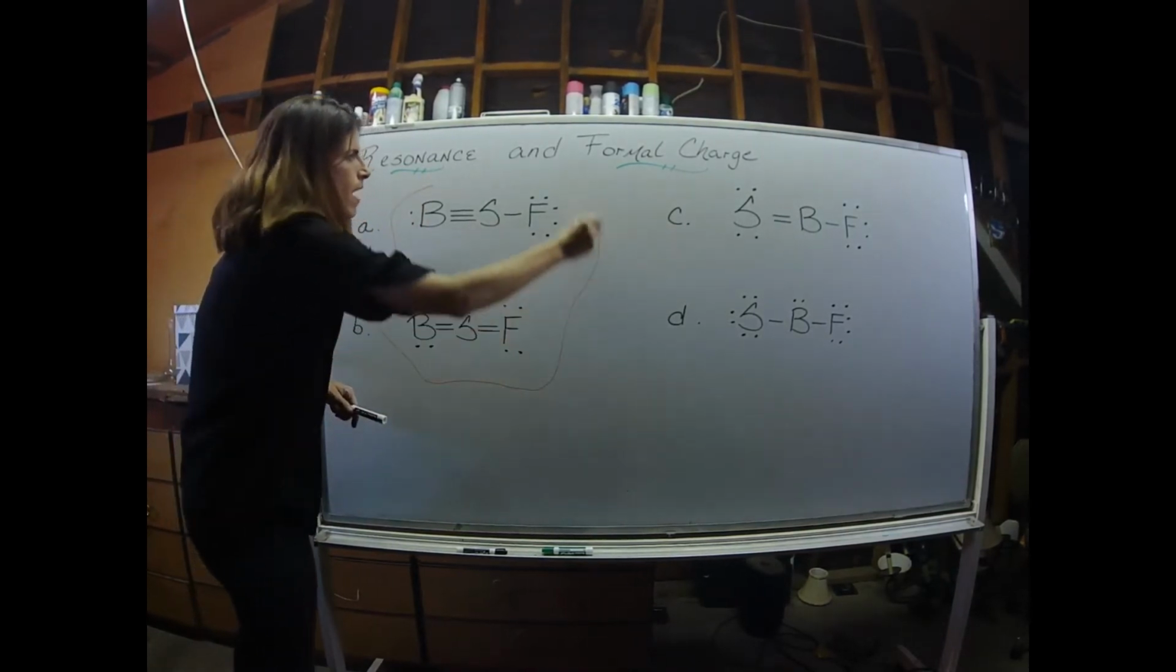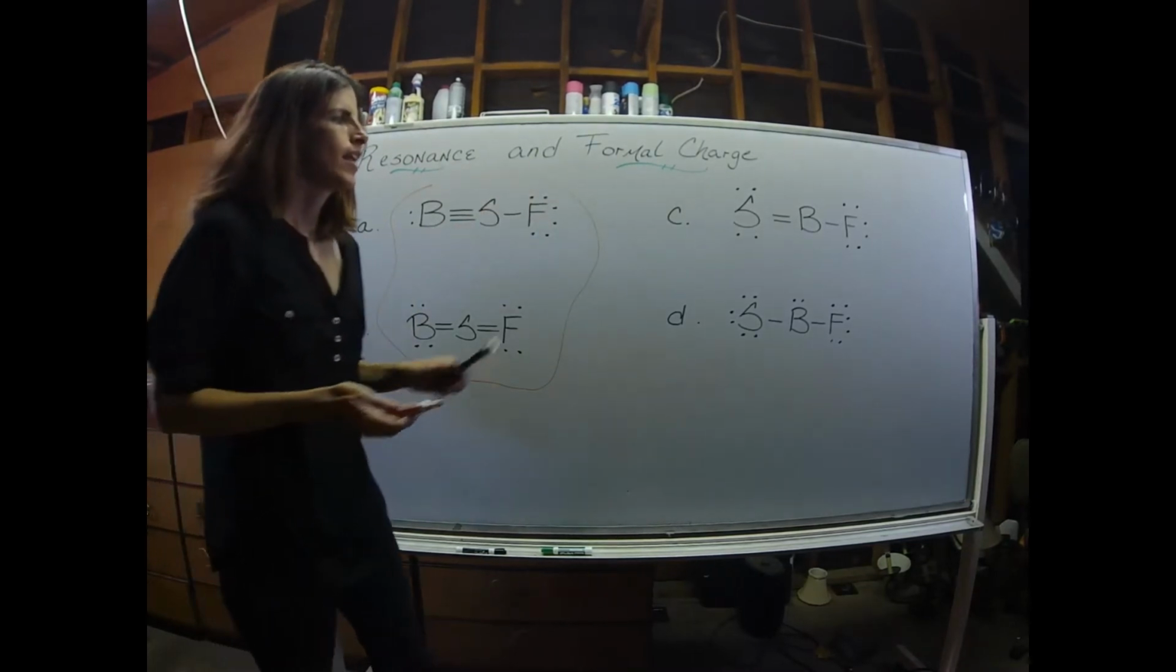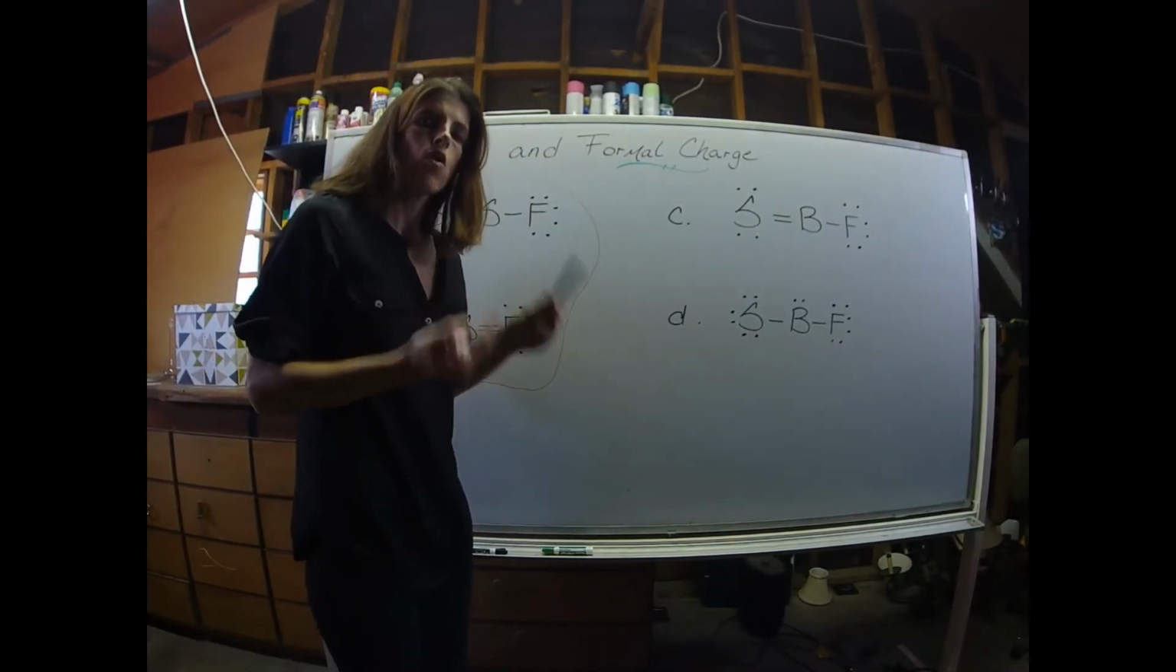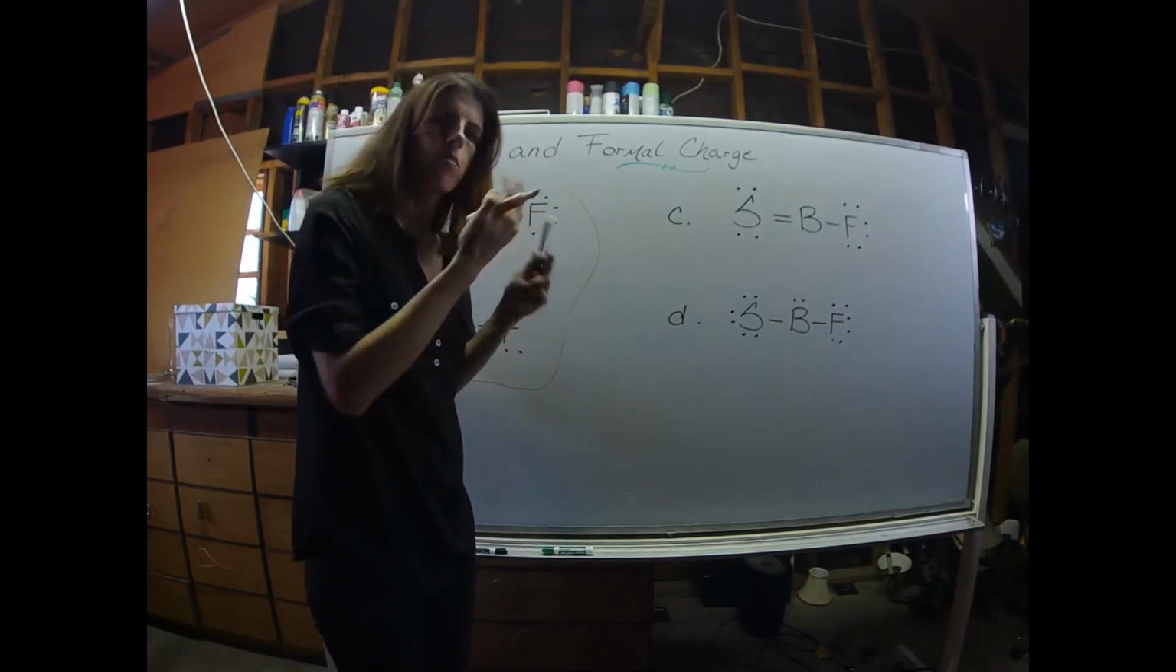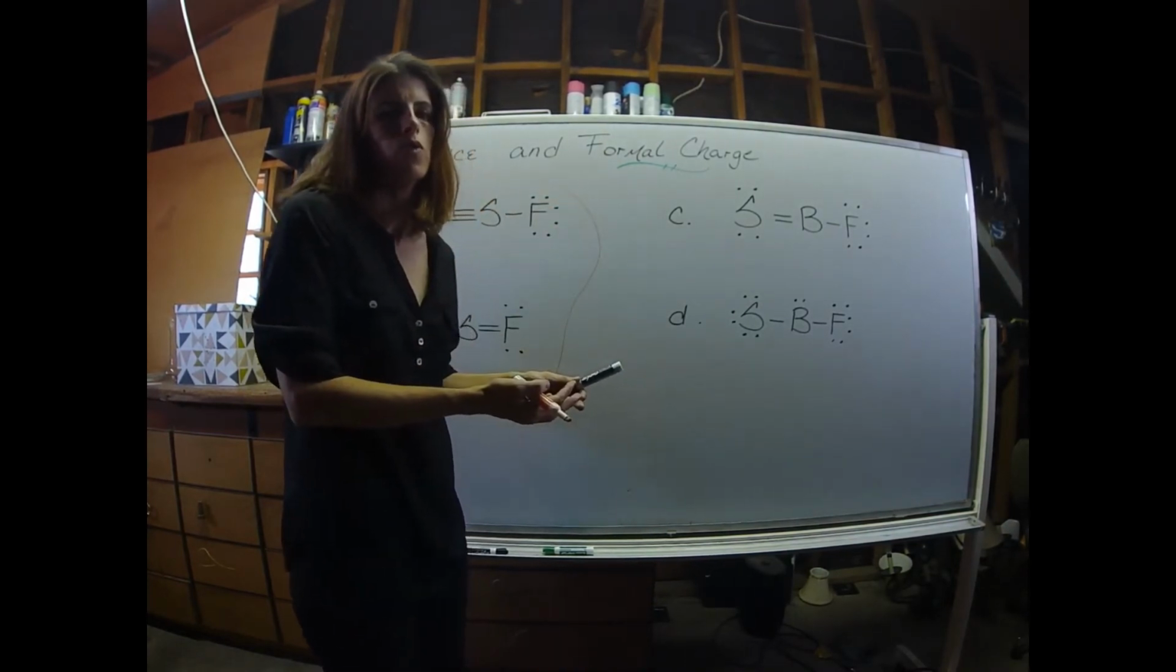In a similar manner, we can say that C and D are resonance structures. They too have the same connectivity. Boron is the central atom in both of these structures.